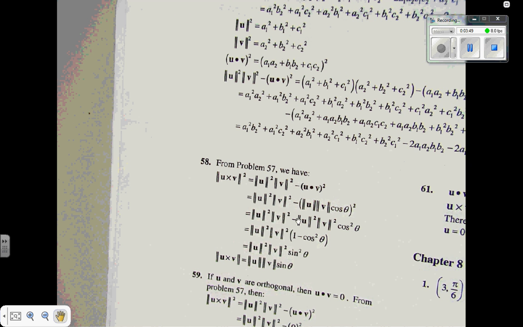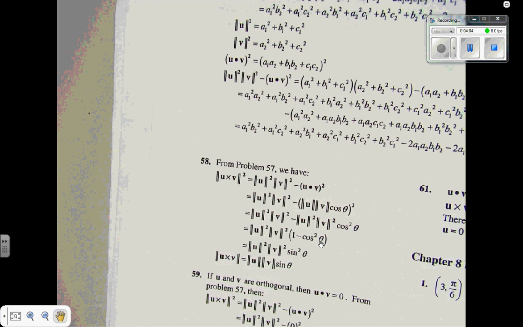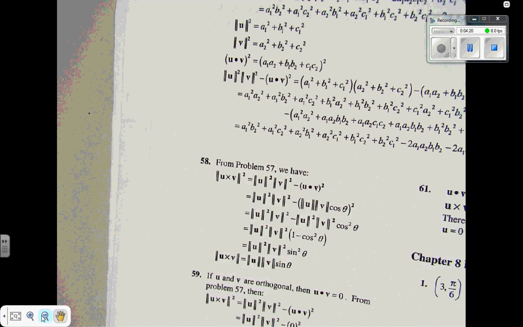Now this is kind of interesting. They see these are the same, so they factor it out, just like if you had, with numbers, 2 minus 2x squared, you'd factor a 2 out. So they did that here. You're left with 1 minus cosine squared, an identity from a long time ago, that's sine squared. Therefore, if you square root both sides now, the magnitude of the cross product is the magnitude of u, magnitude of v times sine of theta. It's a neat little application to see that.